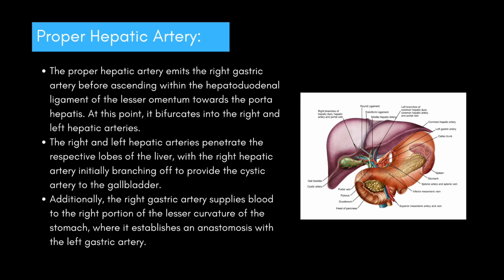So the proper hepatic artery emits the right gastric artery before ascending within the hepatoduodenal ligament of the lesser omentum towards the porta hepatis. At this point, it bifurcates into the right and left hepatic arteries. The right and left hepatic arteries penetrate the respective lobes of the liver, with the right hepatic artery initially branching off to provide the cystic artery to the gallbladder. Additionally, the right gastric artery supplies blood to the right portion of the lesser curvature of the stomach, where it establishes an anastomosis with the left gastric artery.